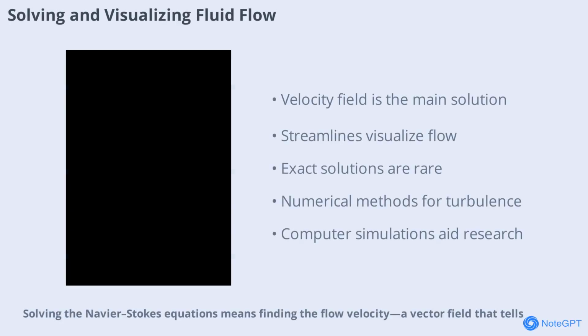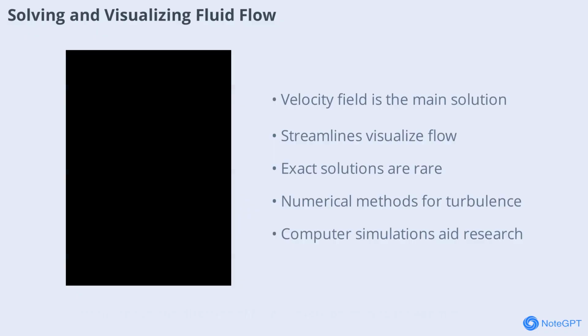Solving the Navier-Stokes equations means finding the flow velocity, a vector field that tells us the speed and direction of fluid at every point in space and time. Once we have this velocity field, we can derive other important quantities like pressure and temperature. Unlike classical mechanics, which often tracks the position of particles, fluid dynamics focuses on velocity fields, making it more suitable for visualizing how fluids move. For example, streamlines show the paths that massless particles would follow, revealing the overall behavior of the flow.